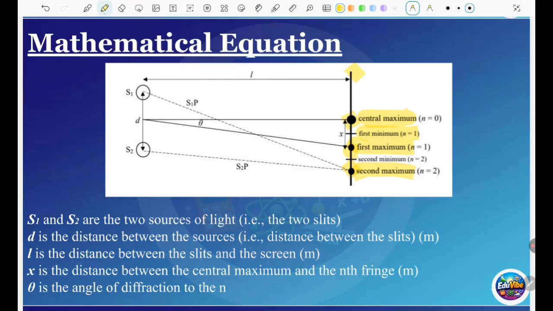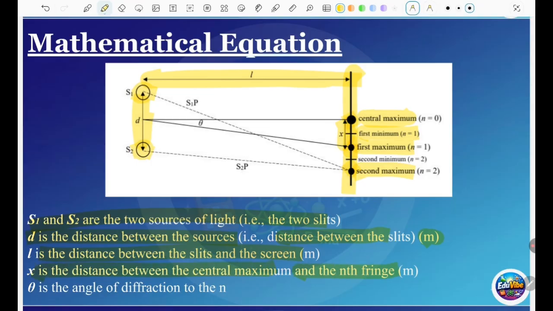This is some sort of screen we have, and this is the length. The distance between the slits and the screen: these are the slits, slit 1 and slit 2, and these are also the two sources of light. L is the distance between the slits and the screen. D is the distance between the sources, in meters. H is the distance between the central maximum and the nth fringe.